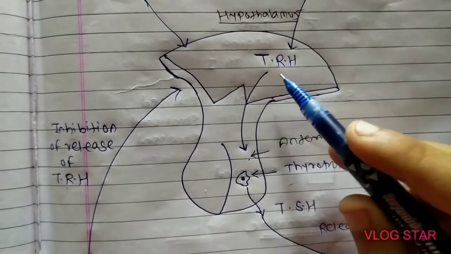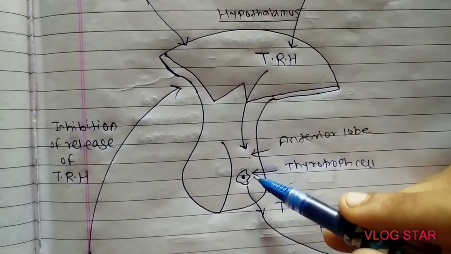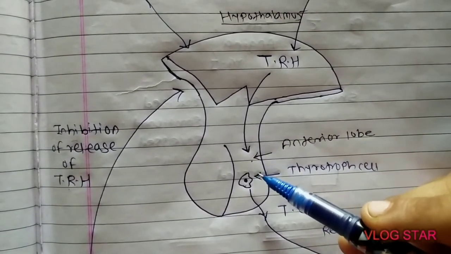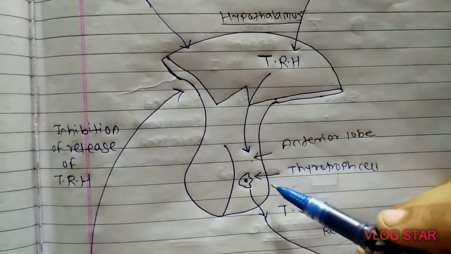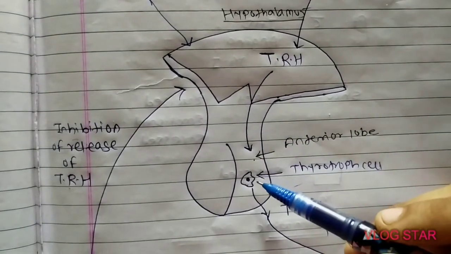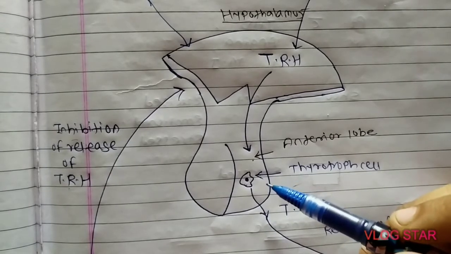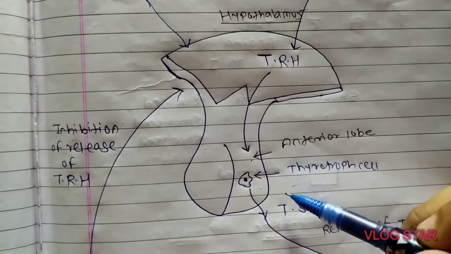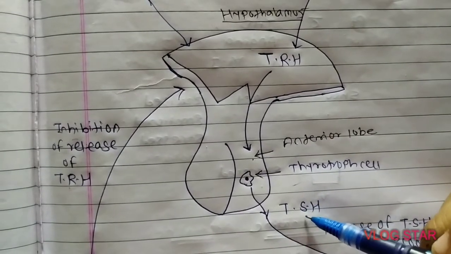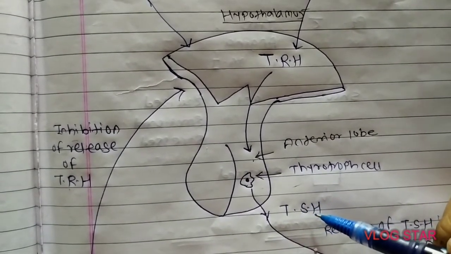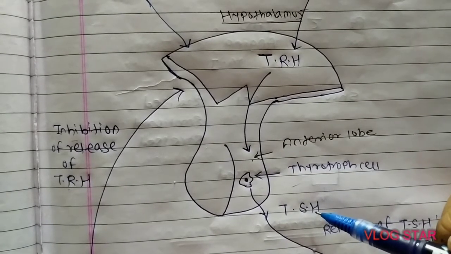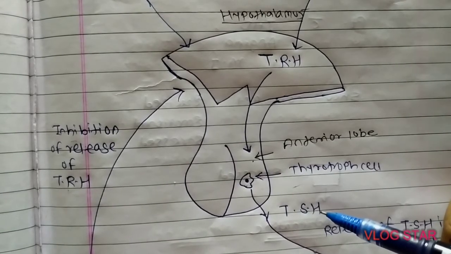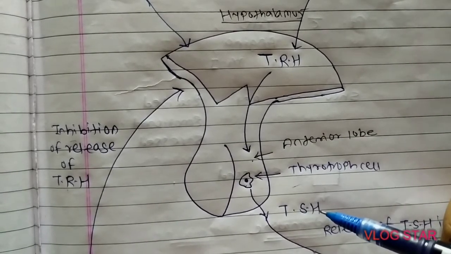So this thyrotropin releasing hormone enters into the anterior lobe of the pituitary gland, and it stimulates one particular cell, that is the thyrotroph cell. Once this thyrotroph cell gets stimulated, it secretes one particular hormone, the thyroid stimulating hormone. The name itself indicates that this thyroid stimulating hormone stimulates the thyroid gland.